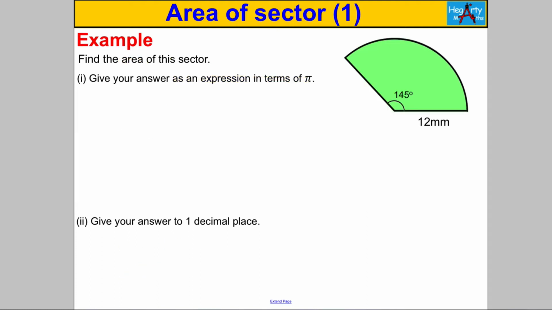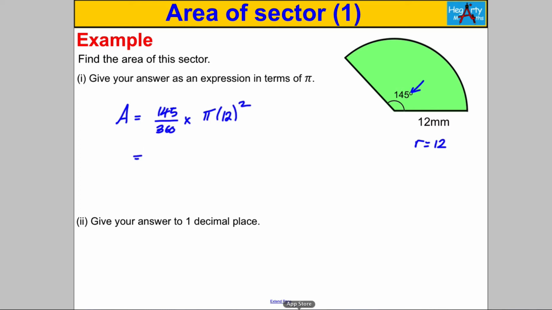Next question, pause and have a go. Same old stuff here. The area in this case, we've got 145 degrees out of a total of 360 degrees of a full circle. That's the fraction of a full circle we've got. So to work out the area of this, we multiply it by the area of a whole circle, pi multiplied by r squared, where r is 12, so pi multiplied by 12 squared.